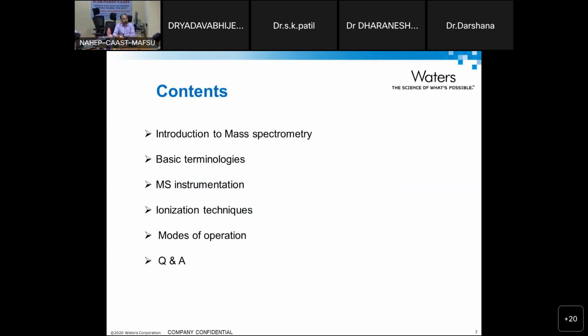So the outline of the presentation is we will discuss just a basic introduction to mass spectrometry, some of the basic terminologies involved in mass spectrometry, MS instrumentation, main ionization techniques in MS, different modes of operation, and finally questions and answers.